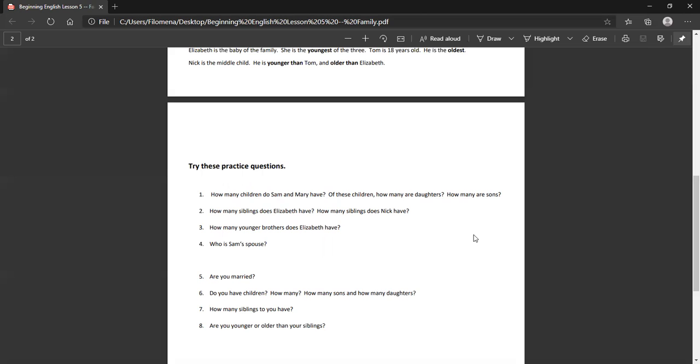Do you have children? How many? How many sons and how many daughters? So do you have children? Yes, I do. How many? You would say how many sons and how many daughters. How many siblings do you have? So remember that the word siblings means brothers and sisters. How many siblings do you have?